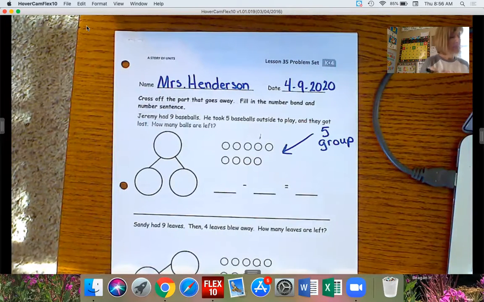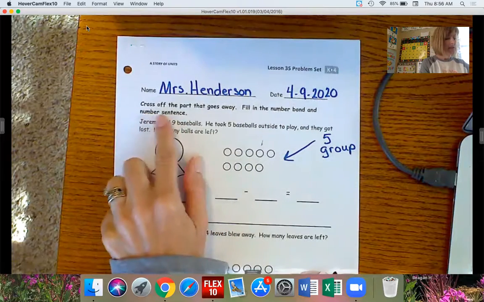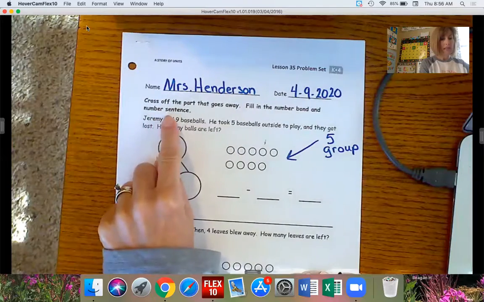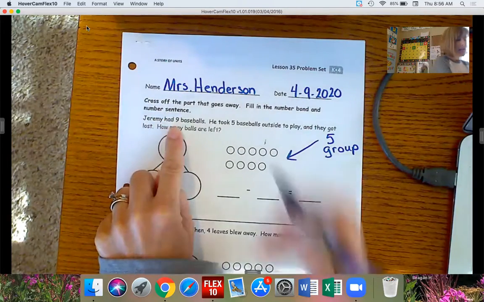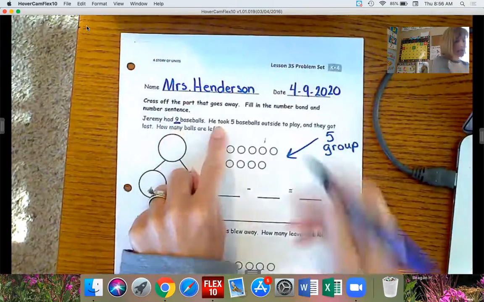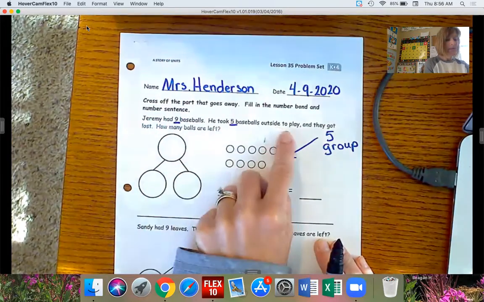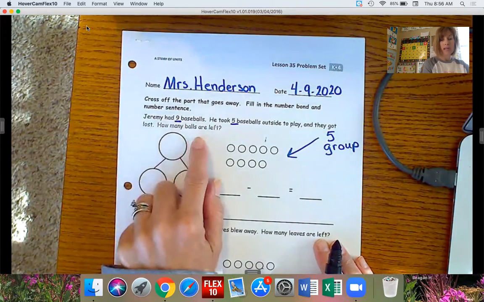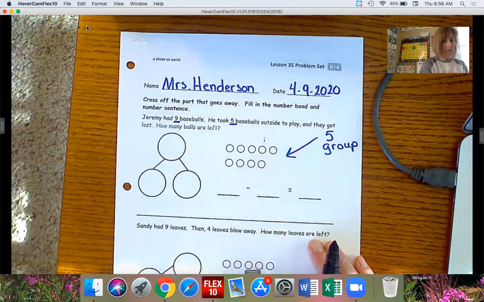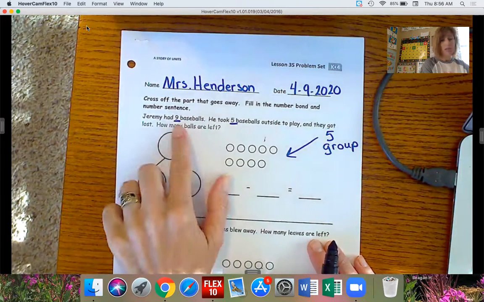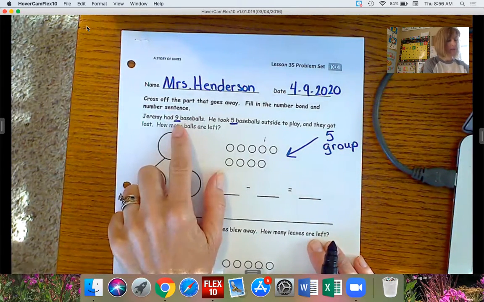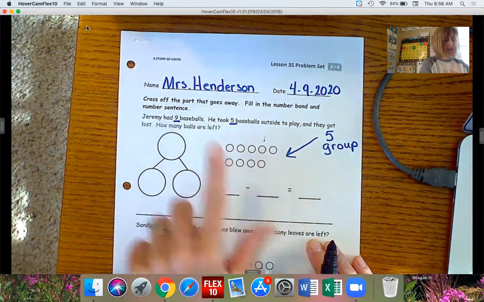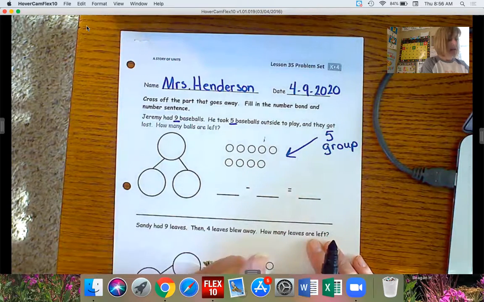So if they talk about a 5 group, that's all it is: 5 on the top and then start filling in on the bottom. So the directions say cross off the part that goes away. Fill in the number bond and number sentence. Jeremy had 9 baseballs. He took 5 baseballs outside to play and they got lost. How many balls are left? Well, we just have 2 numbers that we underline. Okay, we know that there's a total of 9 altogether. Okay, and so if we count these, we know we have 5, 6, 7, 8, 9. So we have 9 baseballs.